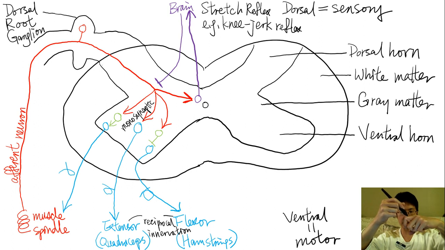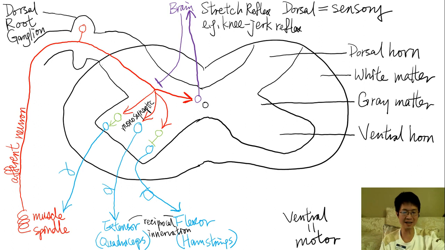But at the same time, you have an action potential going through this branch, and it will activate or excite the inhibitory interneuron. This is an inhibitory interneuron, not a motor neuron, an inhibitory interneuron.